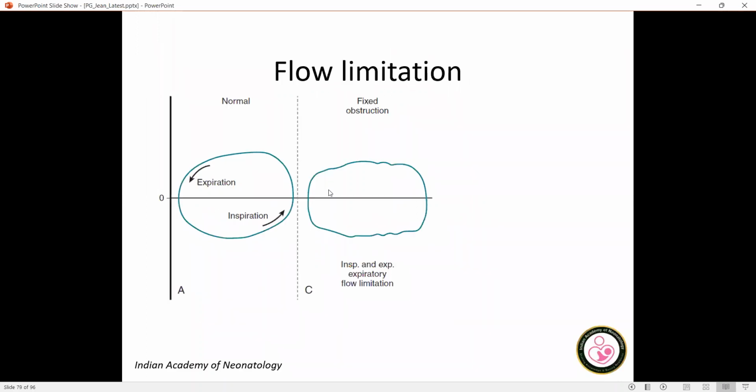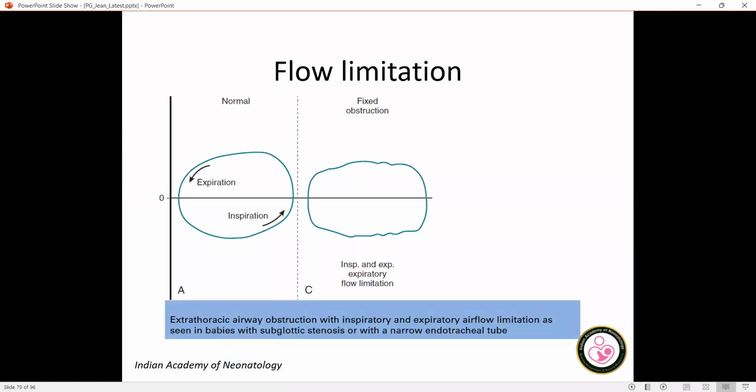Then here we can see both inspiratory and expiratory flow have been limited. This is seen in subglottic stenosis or with a very narrow endotracheal tube. So it is extrathoracic airway obstruction with both inspiratory and expiratory airflow limitation.